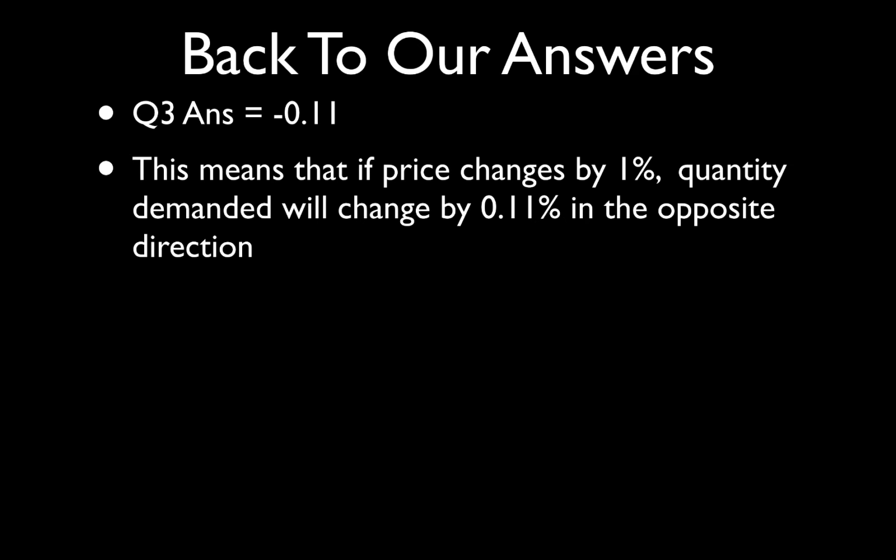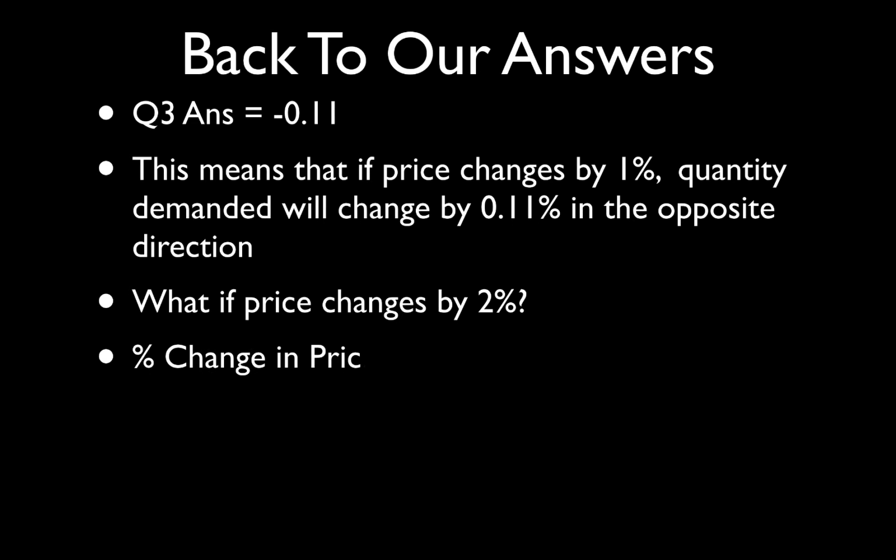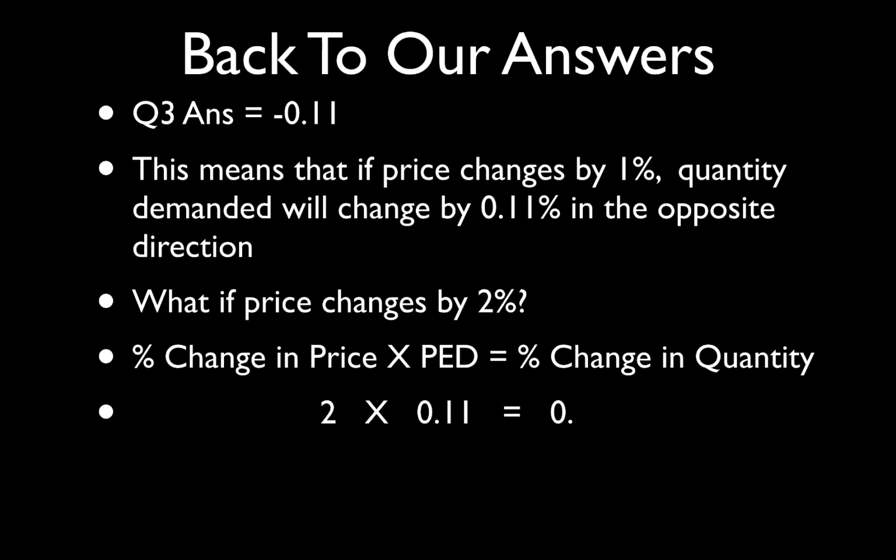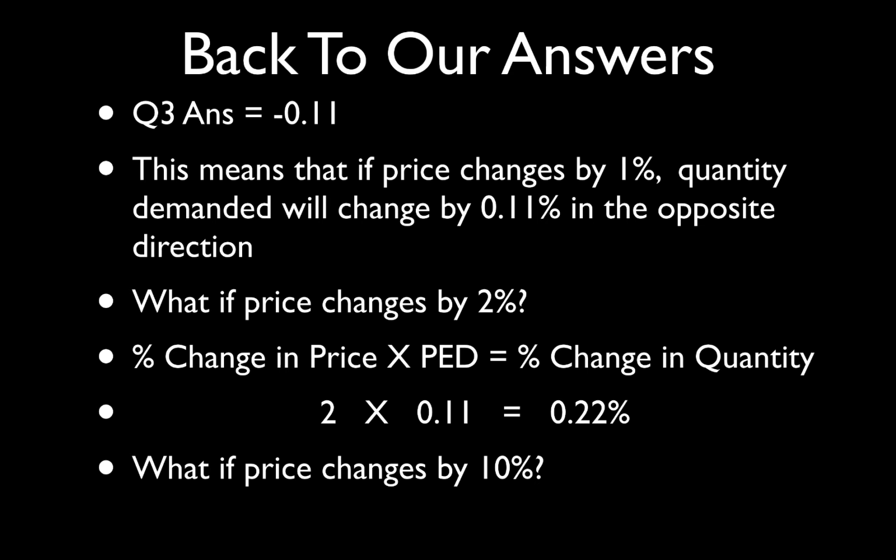An answer of minus 0.11. If price rises by 1%, quantity demanded will fall by 0.11%. That's what that means. If price falls by 2%, quantity demanded will rise by 0.22%. If price rises by 10%, quantity demanded will fall by 1.11%. You're multiplying the percentage change in price times the PED to give the percentage change in quantity demanded.